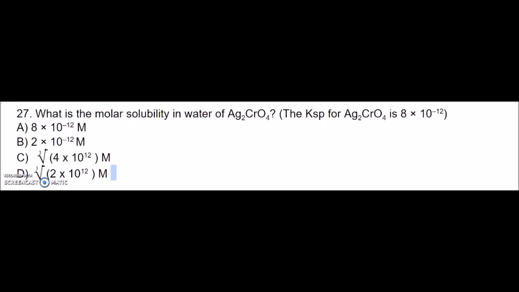27 is asking what is the molar solubility in water of silver chromate. The KSP for silver chromate is 8 to the power of -12. So pause the video, set up the problem, come back for the correct response. 27 is still classified as a hard problem, but the correct answer is D. It's really asking for the correct setup.